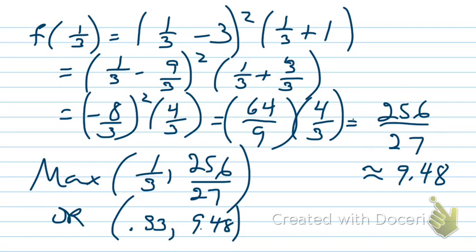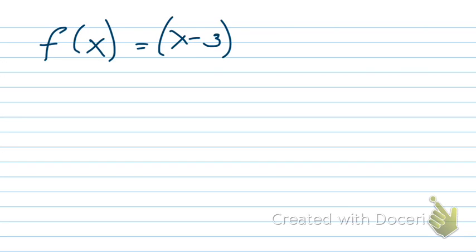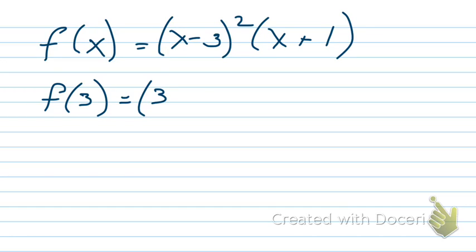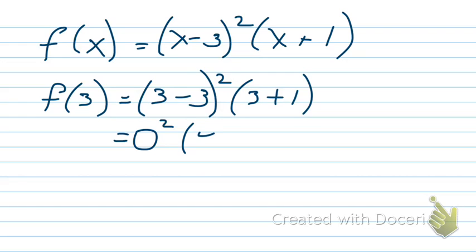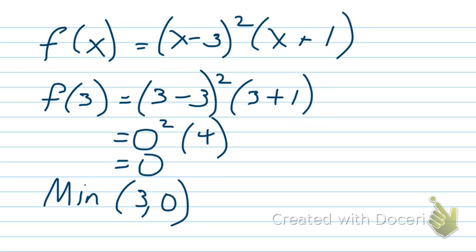What about the minimum? We said we were going to have a minimum when x was 3, because we went from decreasing to increasing. Let's evaluate the function, whether it's the original version or our rearranged version, when x is 3. Well, that's 3 take away 3, square it, 3 plus 1, that's 0 squared times 4, which is just 0. So we find that we've got a minimum where 3 meets 0.